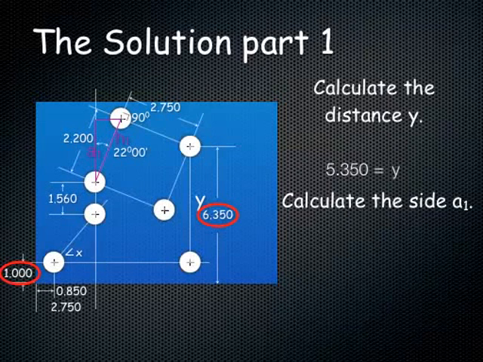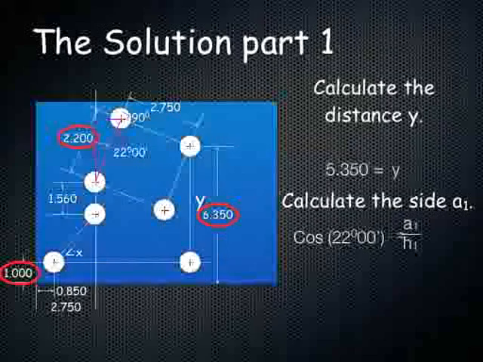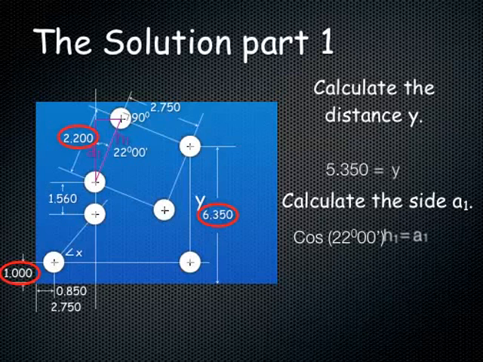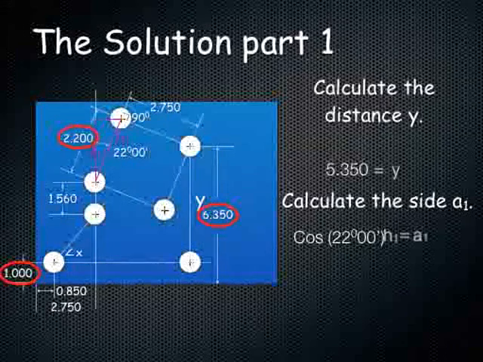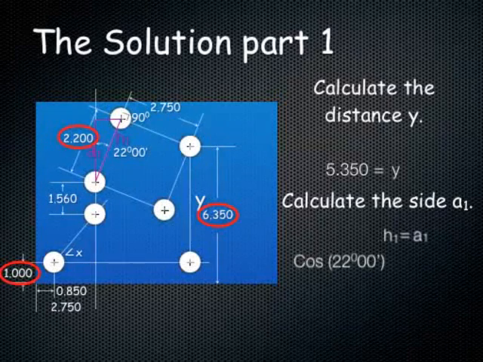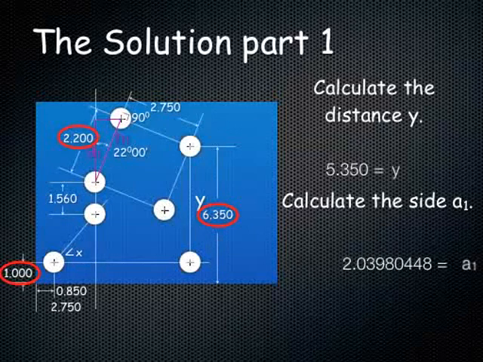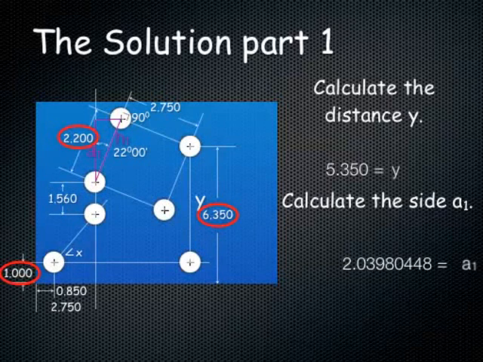Side A1 will be the adjacent. We'll need the hypotenuse, which is 2.200, and the angle, which was given to us, that's 22 degrees. So the cosine of 22 degrees times the hypotenuse will equal the adjacent. Substituting in our values, we get this. And finally, our adjacent is 2.0398048.